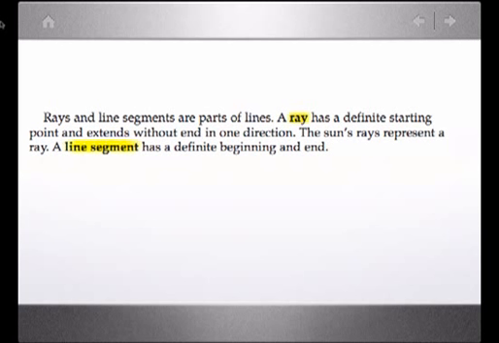Rays and line segments are parts of lines. A ray has a definite starting point, and it extends without end in only one direction. The sun's rays represent a ray. A line segment has a definite beginning and a definite end.